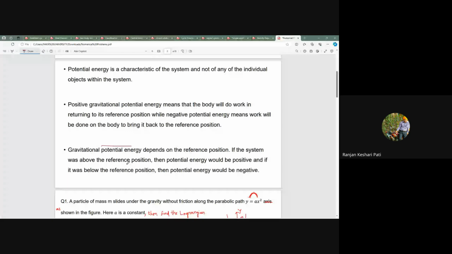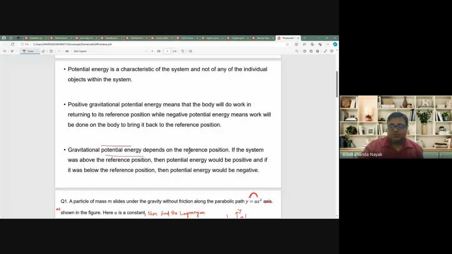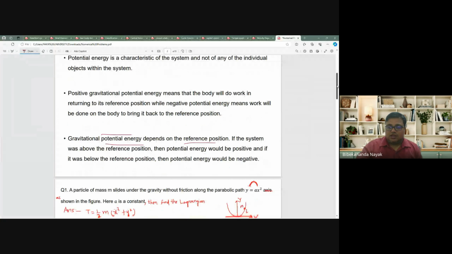So this is an important point. Sometimes, given a reference position, if our point is below it, the value will be negative, and above it, positive. There are some numerical problems.